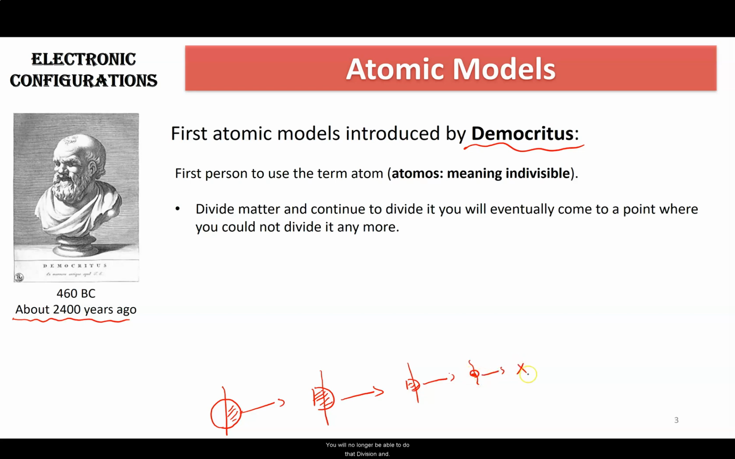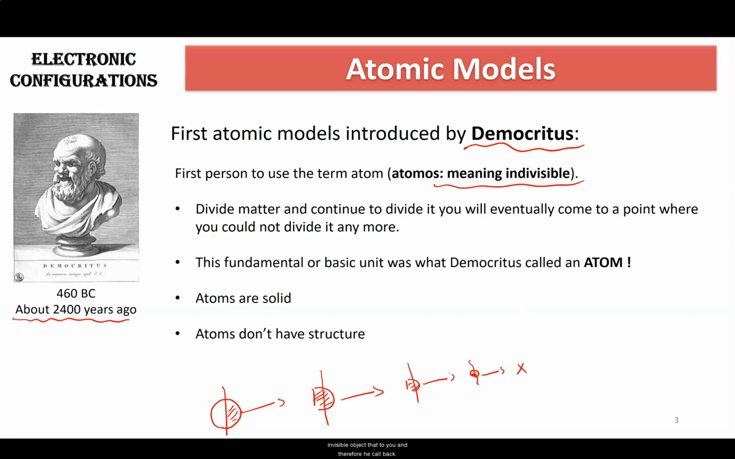You will no longer be able to do that division, and that object simply becomes invisible to you. And therefore, he called that the invisible object, aka atom. That's where the word atom comes from. He defined that atom to be solid and not necessarily having any internal structure.